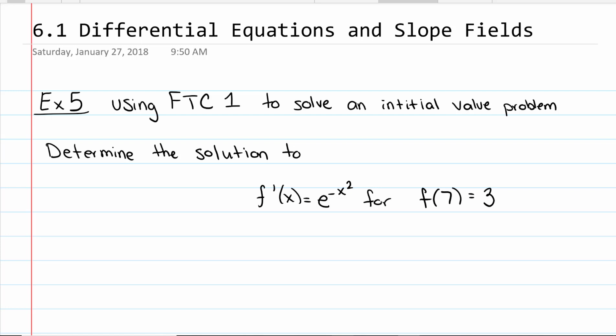Example 5. I'm going to show you how to use the fundamental theorem of calculus part 1 to solve an initial value problem. So we want to determine the solution to f prime of x equals e to the negative x squared for f of 7 equals 3. First, let's start off by saying f of 7 equals 3 is another way of writing 7 comma 3. So this is our x value and this is our y.